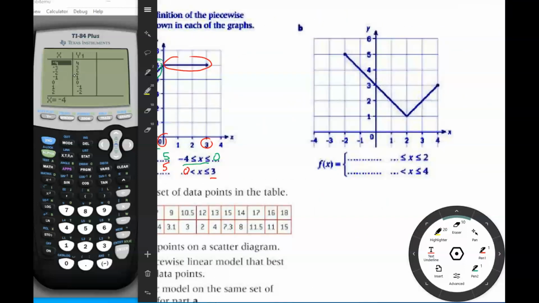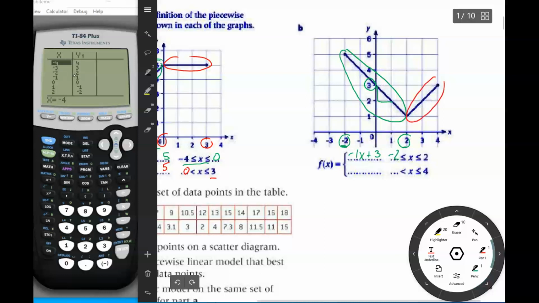Let's do B. So for this one, let's first analyze this part here. This part ranges from x equals negative 2 to x equals 2. And the slope is down 1 to right 1. So that would be negative 1 divided by 1, rise divided by run. So that would be negative 1x, and the y-intercept is 3, so it would be negative 1x plus 3. And that is between the interval negative 2 and 2, so this would be negative 2.